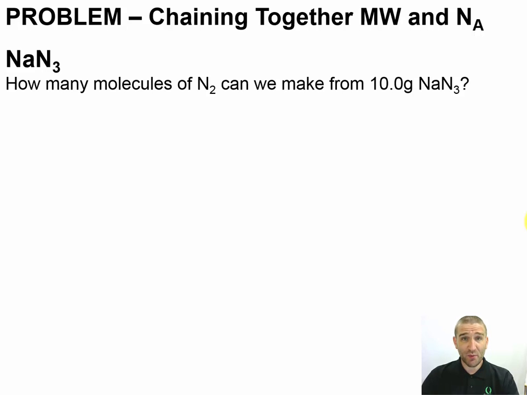Okay, in this problem we're going to raise the bar a bit. So we're going to determine how many molecules of N2 we can make from 10.0 grams of NaN3. Now, here's what I'm going to ask you to do. Pause the video and come up with a strategy for how you're going to do this problem. It's going to require a few steps. Pause and come up with your strategy now.